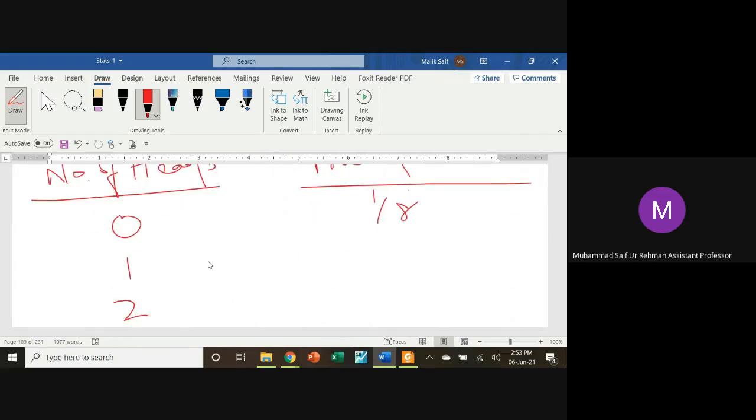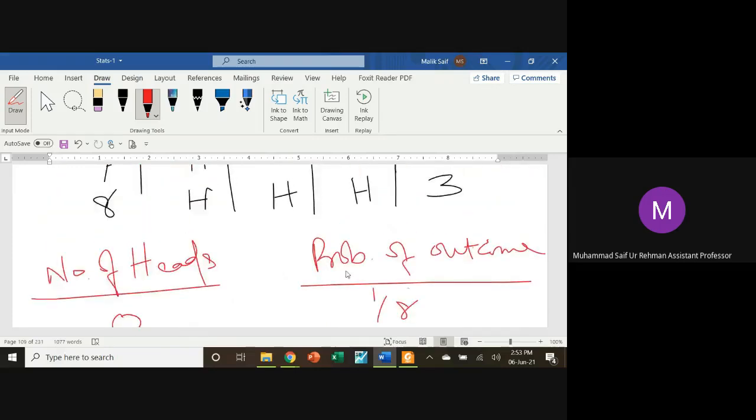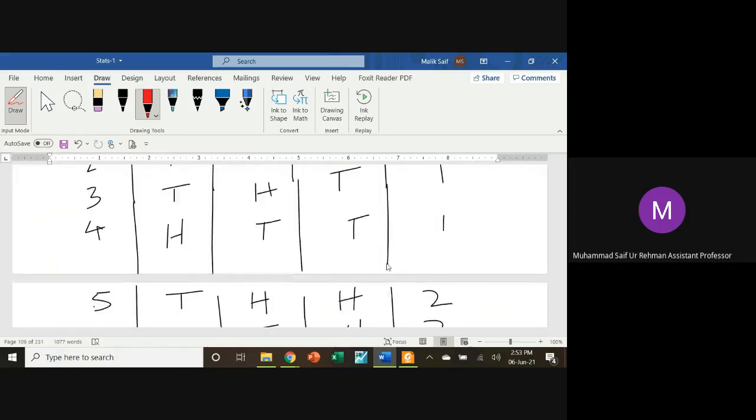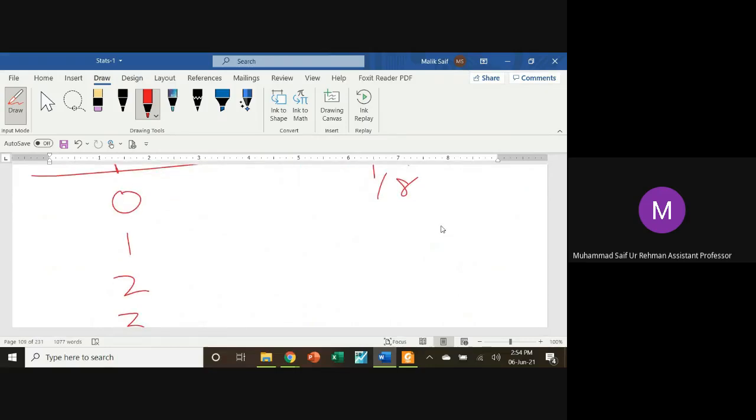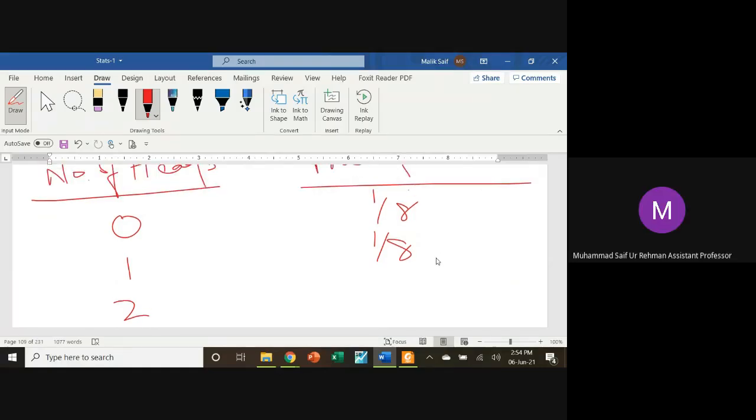Similarly, number of heads 1. How many times has 1 occurred out of 8? 1, 2, 3. Three times 1 is there, and total 8 possible results are there. So 3 by 8. Yes, 3 by 8.